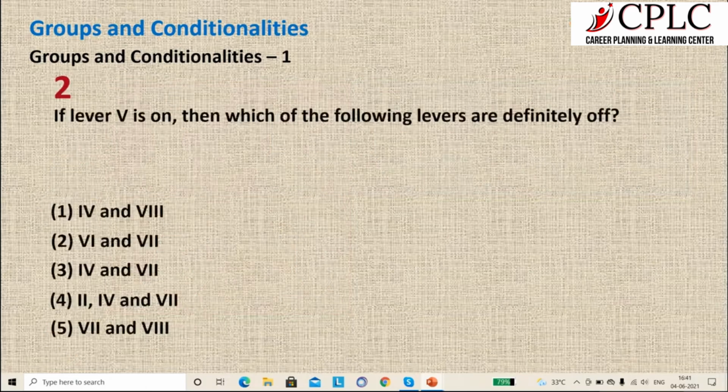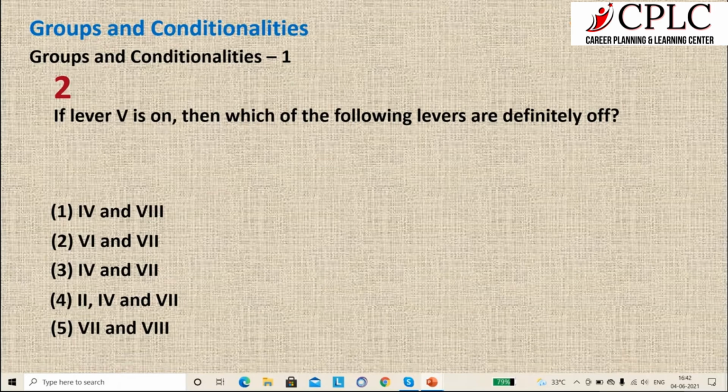Let's move to the next question now. If lever 5 is on, then which of the following levers are definitely off? Now, lever 5. When will lever 5 be on? The condition says that one out of lever 2 or 3 is on. Only in that case, lever 5 is on. This is the condition. But guys, do we know which lever out of 2 and 3 has to be off and which lever has to be on?